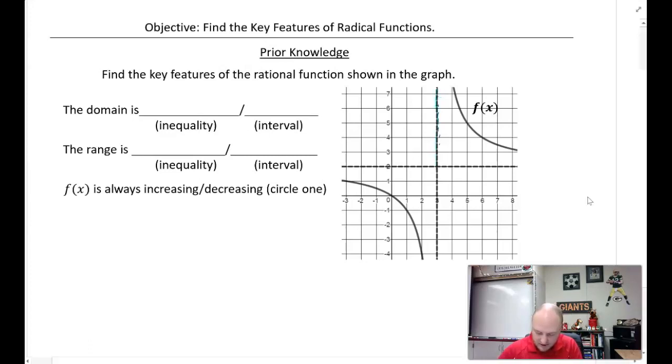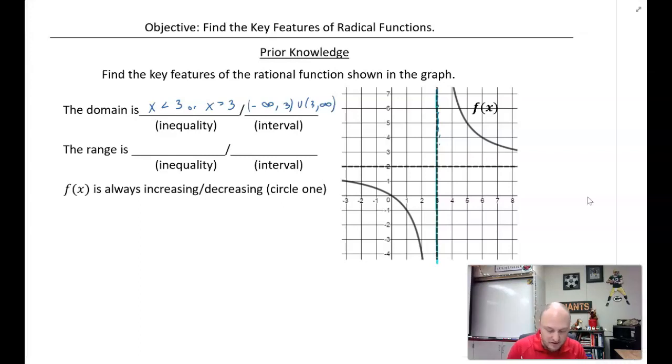We have a vertical asymptote here, so that's one type of discontinuity, and that's going to affect the domain. The domain values are all real values, x values such that x is less than 3, where the vertical asymptote is, or x is greater than 3. All values, just not including 3. And as an interval, that would be negative infinity to 3, union 3 to infinity.